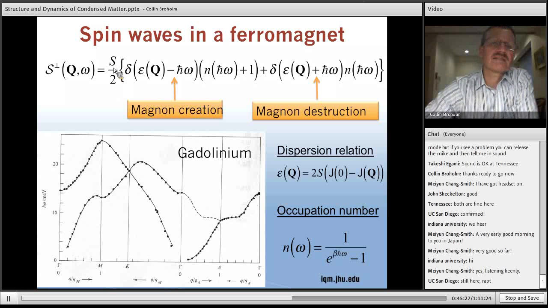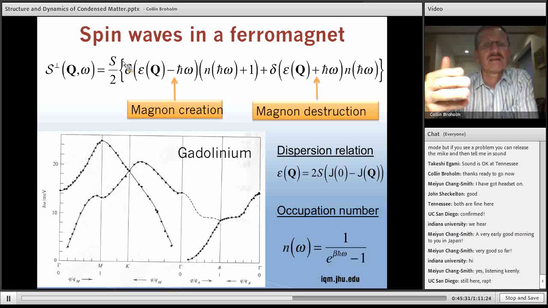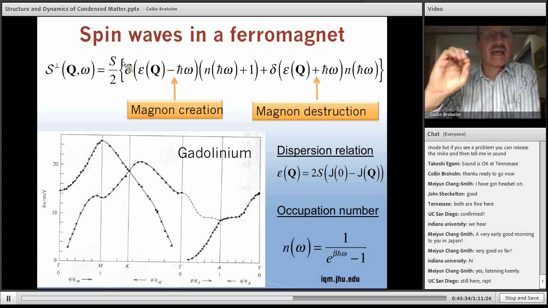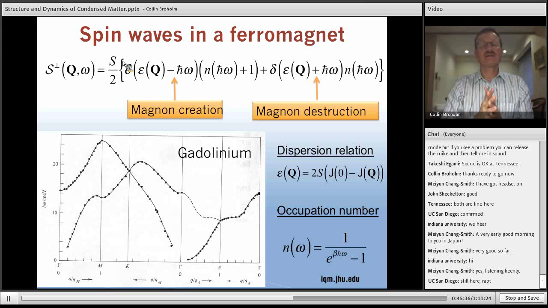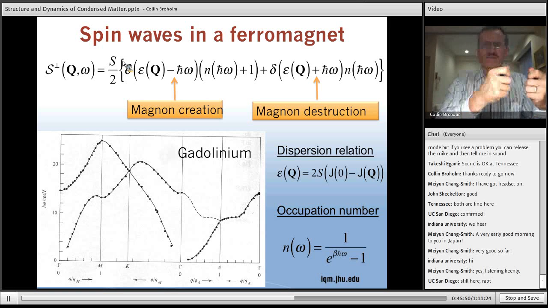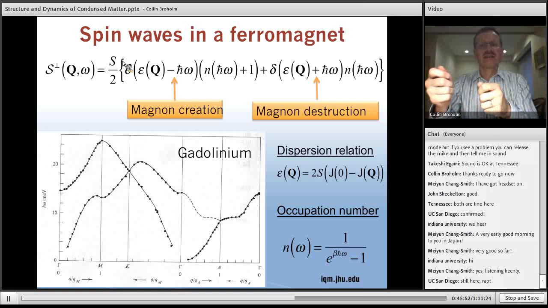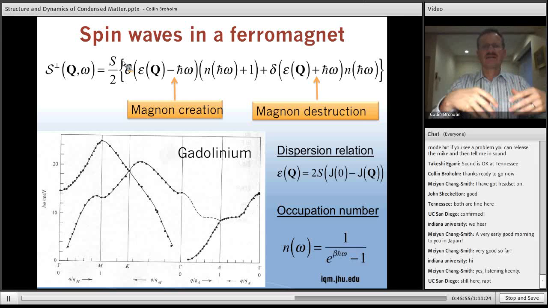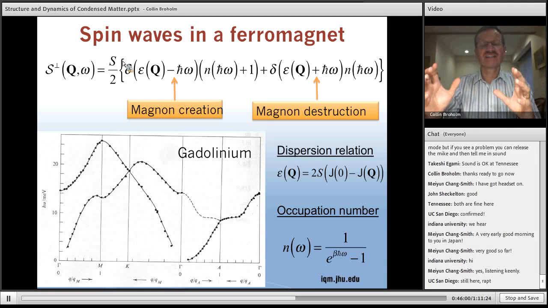But I wanted to emphasize that the strength of this inelastic part of the cross section grows in proportion to S, the spin quantum number. And you'll remember that the Bragg intensity, because we talked about elastic magnetic scattering, varies as S squared. So the sum of the Bragg intensity and the inelastic scattering is S squared plus S. S squared plus S is also S times S plus 1.